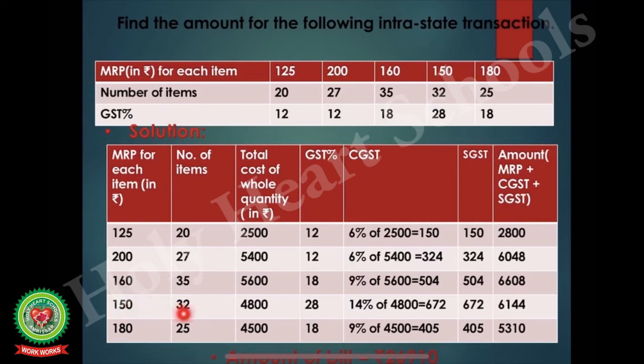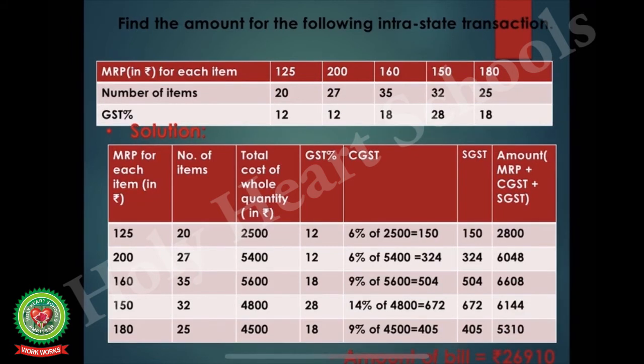For the fourth item, the MRP is rupees 150. The number of items purchased are 32. So the total cost of whole quantity comes out to be rupees 4800. The rate of GST is 28%. So therefore CGST will be charged at 14% of 4800, which is equal to rupees 672. And SGST will also be equal to rupees 672. So the amount will come out to be rupees 6144.